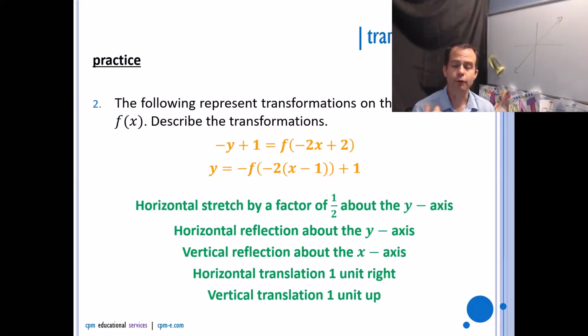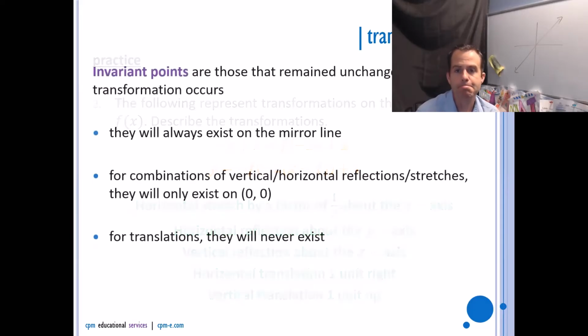Then we have a horizontal reflection about the y-axis, a vertical reflection about the x-axis, a horizontal translation 1 unit right, and a vertical translation 1 unit up.